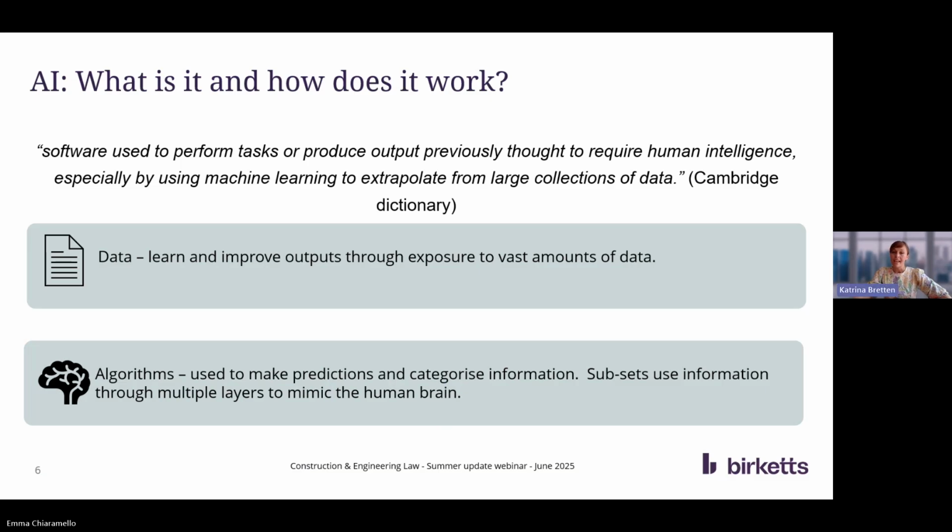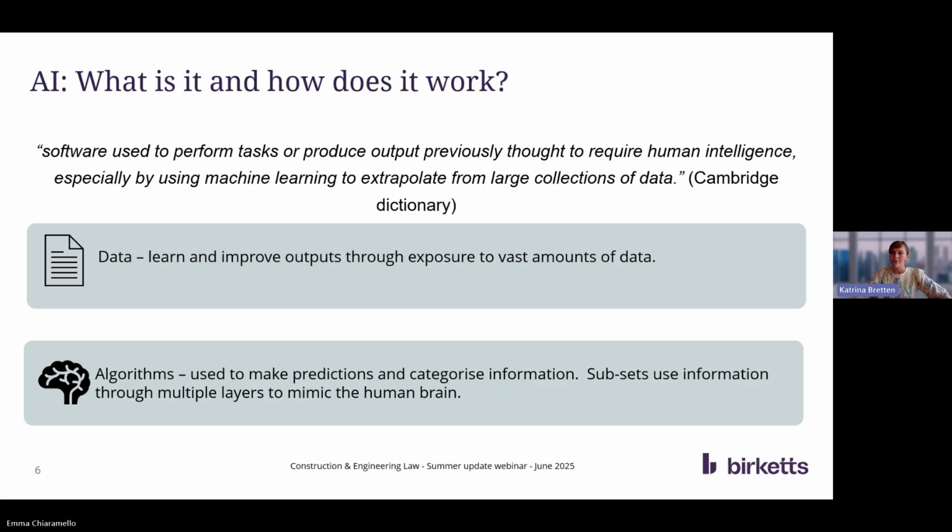Looking then firstly at what AI is, as per the Cambridge Dictionary definition, it's defined as software which is used to perform tasks or produce output previously thought to require human intelligence, especially by using machine learning to extrapolate from large collections of data. So how then does it work?